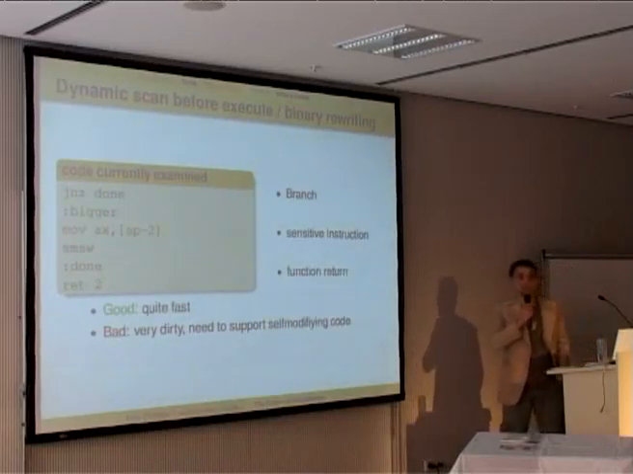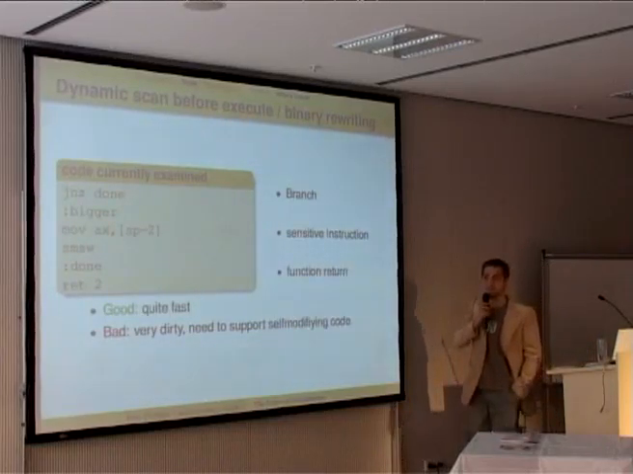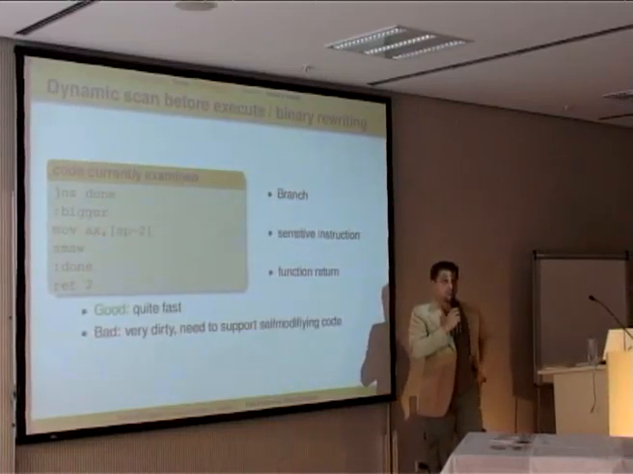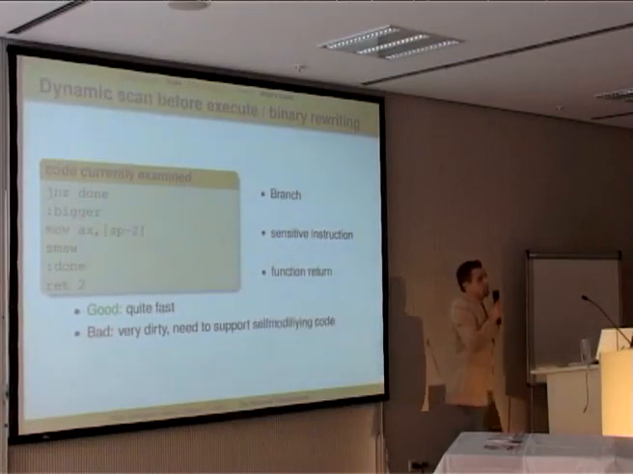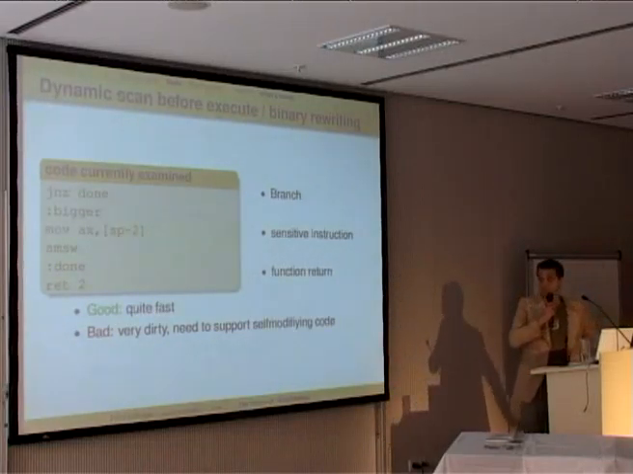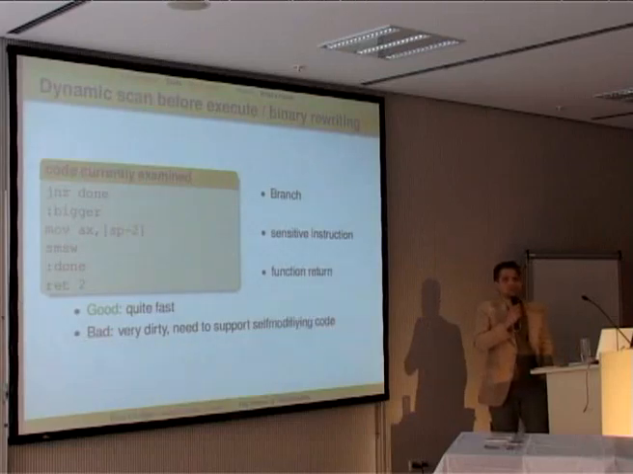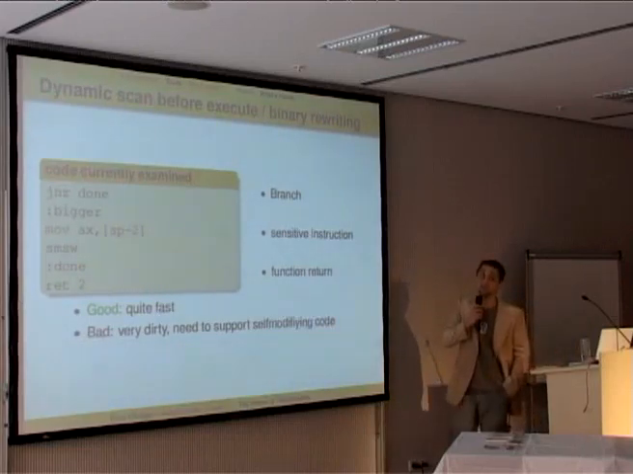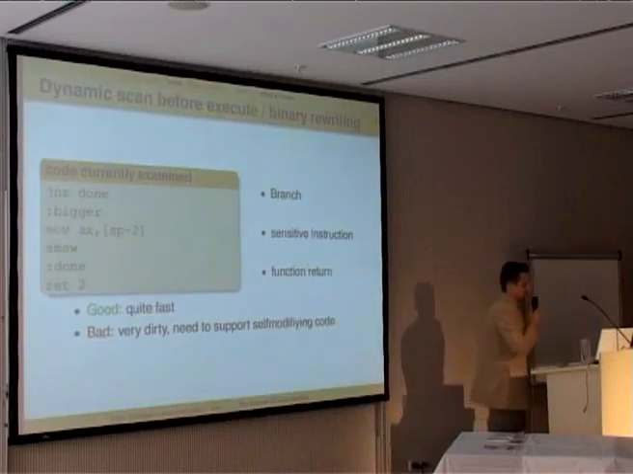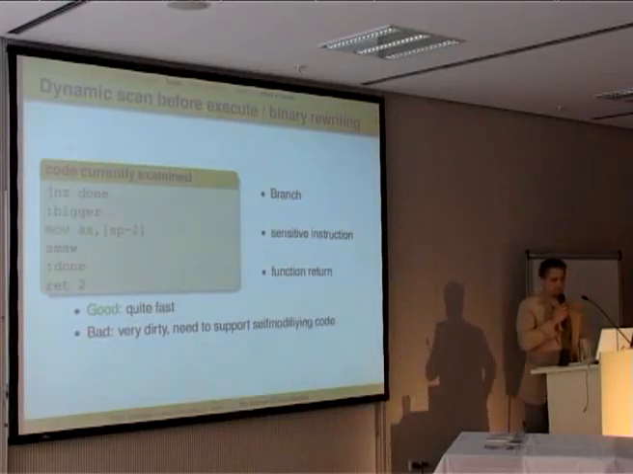Virtualization. For instance, VMware does this in one part of its products, and as we see, it's working. It's quite fast, but we are far from native speed, and it's really dirty. So we want to do something different.